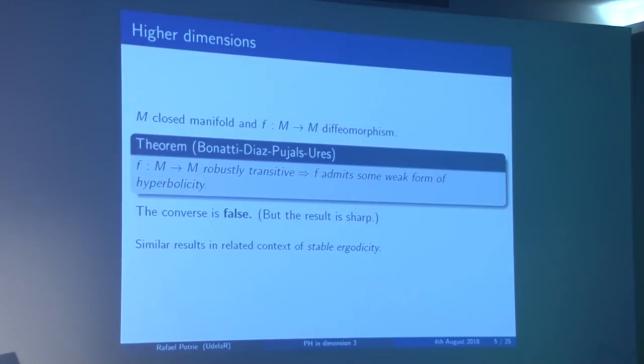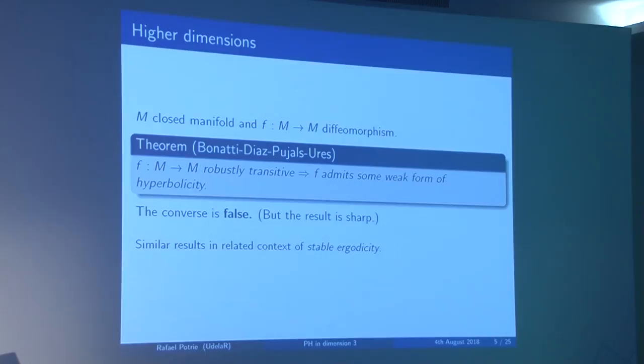So when you go to higher dimensions, what you get is the following. By now, it's well known that robust dynamical properties provide some geometric structures out of a robust dynamical property, and this is just an example of a family of results. But when the dimension is higher, the problem becomes harder because these invariant geometric structures alone do not allow you to come back. The result is sharp in terms of the geometric structure it provides, but it does not allow to come back. And I mention here there are similar results in related contexts.